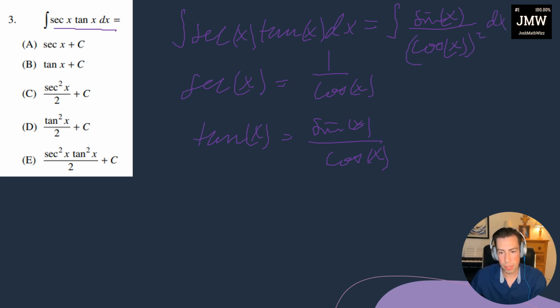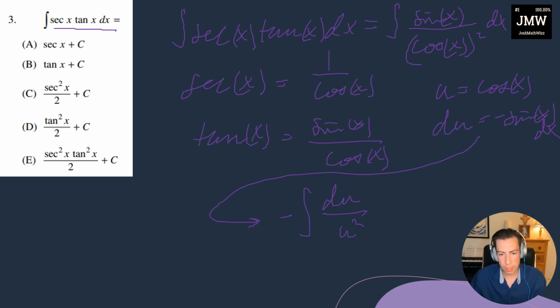dx. Now what I can do is I can go ahead and set u equal to cosine x, and then therefore du equals negative sine of x dx. Now, because we know this, let's go ahead and plug it in. So I will end up with negative, the integral of negative du over u squared.